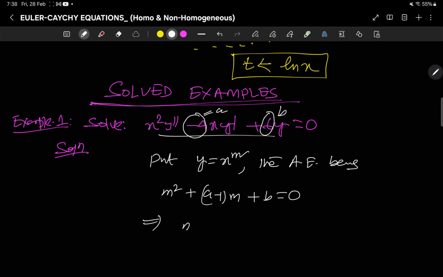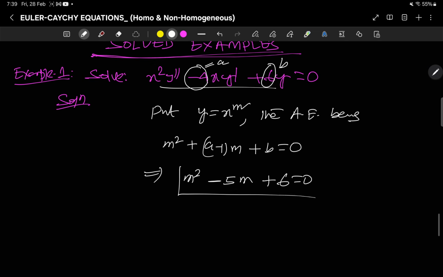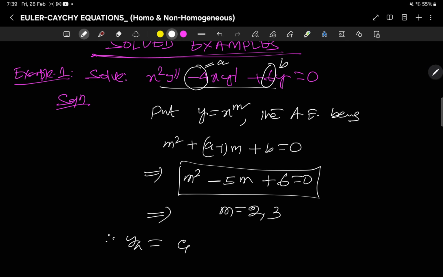So that means your m square minus 5m minus 4 minus 1 minus 5m plus 6 is equal to 0. Okay, this is the auxiliary equation. If you simplify it, here m is equal to 2 and 3. Therefore y homogeneous will be c1 x to the power 2 plus c2 x to the power 3. So this is the answer.